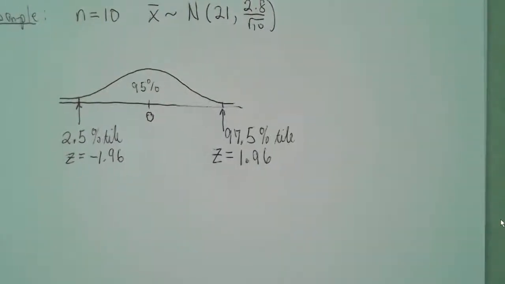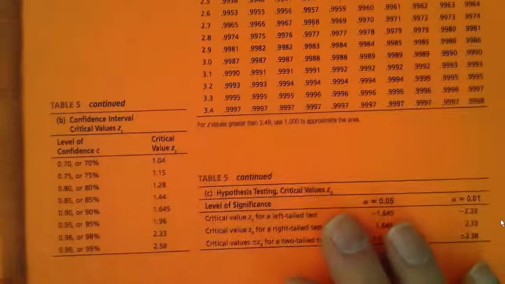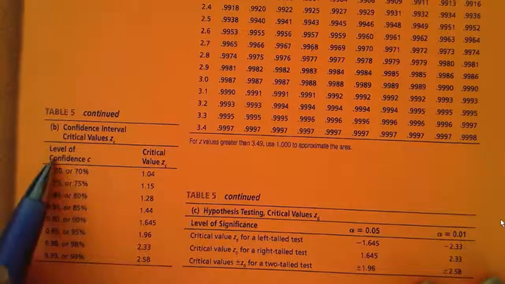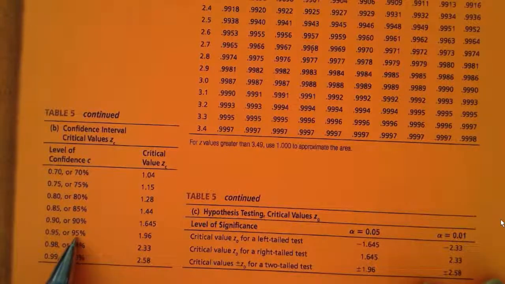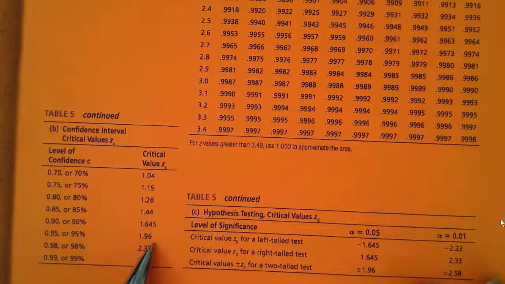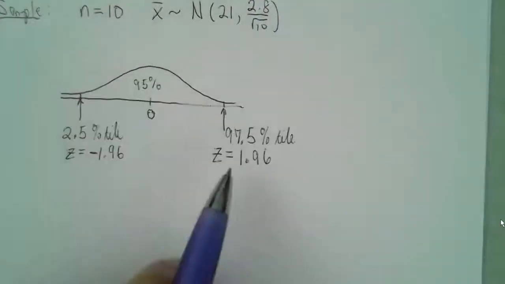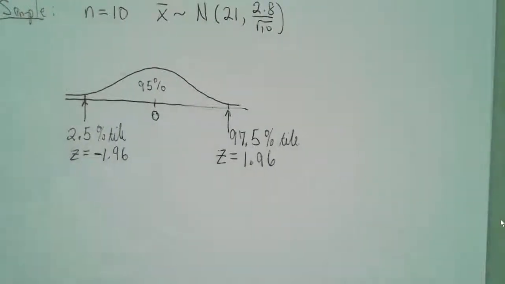Now, the other bit of good news is that this is such a standard and common operation that there's a little bit of a summary of that at the bottom of our table here. It says if the level of confidence is, well, we're looking for 95%, right? If the level of confidence is 95%, then the critical value for z is 1.96, which is what we have here. And that means, of course, positive 1.96 for this upper cutoff and negative 1.96 for this lower cutoff.